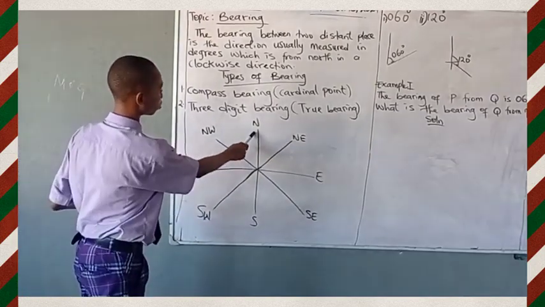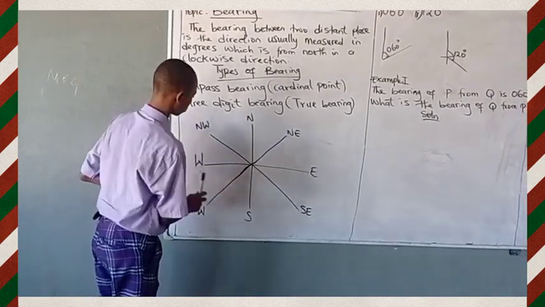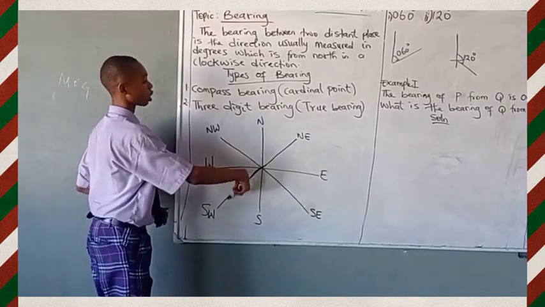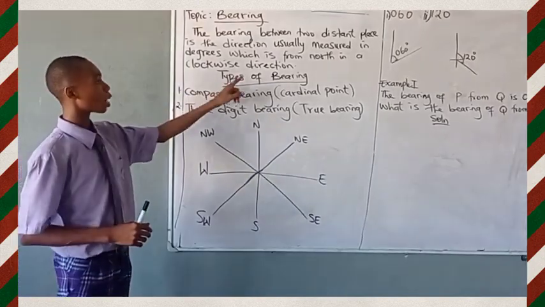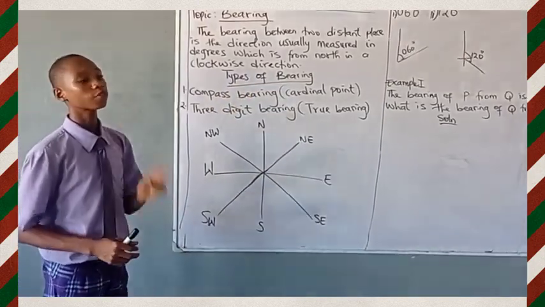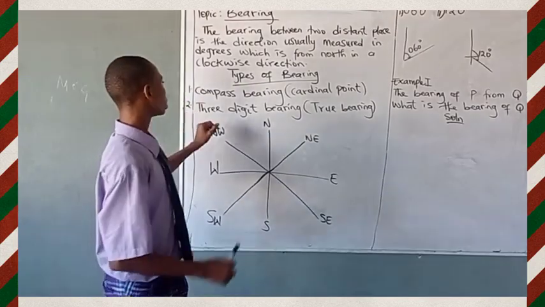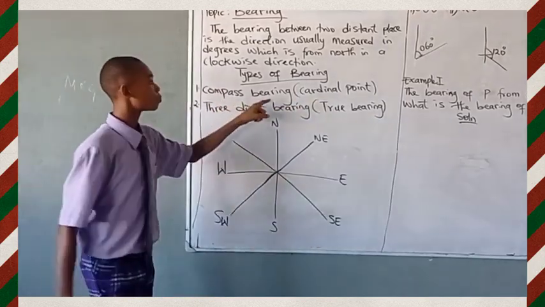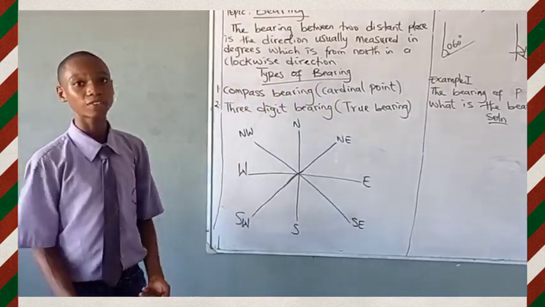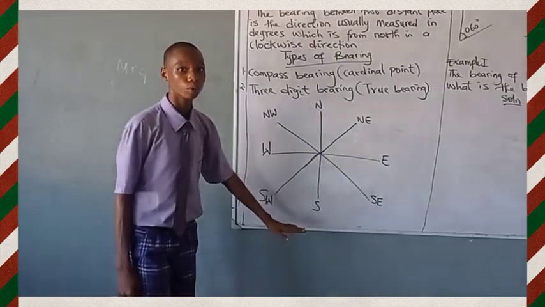This is the north, this is the east, this is the west, this is the south. These points are called the four cardinal points. Next, we go to types of bearing. We have two types of bearing. One, the compass bearing or the cardinal point. This compass bearing is a bearing that can be read from the north or the south.